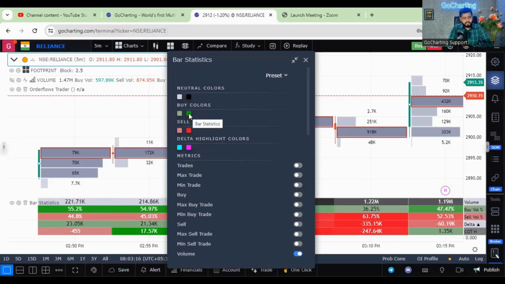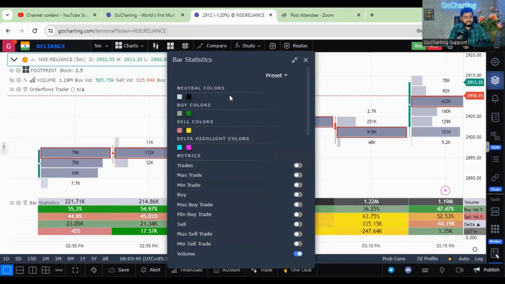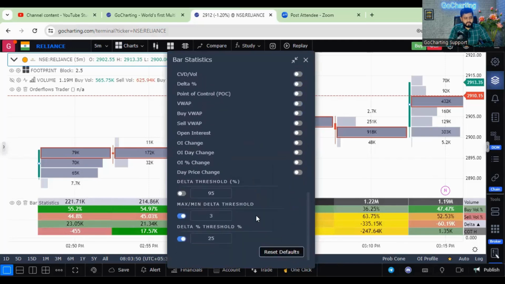For example, here in case of delta, you see there is a dark red color of -335. If I change it to black, this will now be black. You can see in sell volume also, this has converted into black because it's a heavy quantity. If I convert it to yellow, this is how you can change the color: neutral colors, buy color, and sell colors. The delta highlight colors are used for the options below, which we'll be explaining in some time.